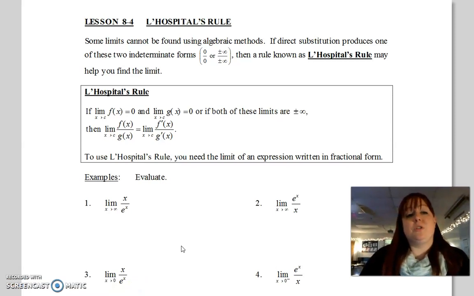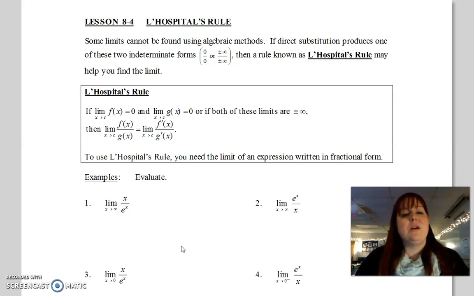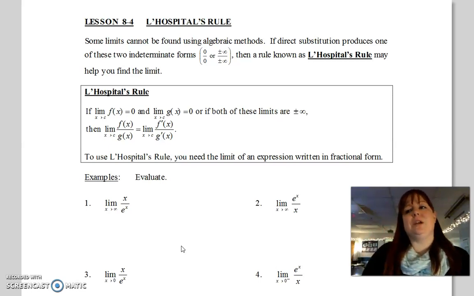All right, we're talking about L'Hopital's rule today, which is a way that we find limits. It's actually using the derivative to find limits, which is really cool. I know every time I say something is cool in calculus, you guys are like, yeah, okay, your definition of cool, but it is cool.